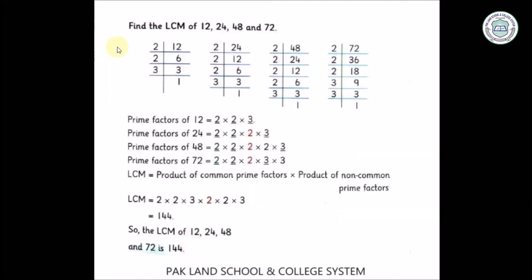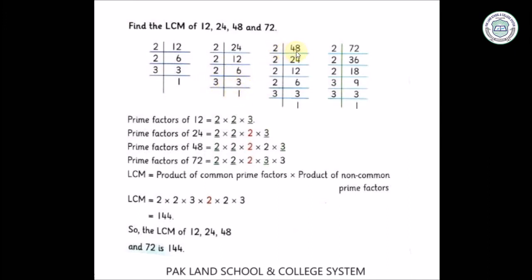We have another example of the same prime factorization for finding LCM. Find the LCM of 12, 24, 48 and 72. Similarly, we make the prime factors of each number like this. 12 divided by 2 gives us 6. 6 divided by 2 gives us 3. 3 divided by 3 gives us 1. 24 divided by 2 gives us 12. 12 divided by 2 gives us 6. 6 divided by 2 gives us 3. 3 divided by 3 gives us 1.